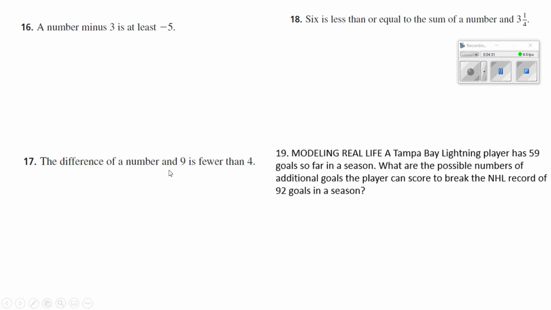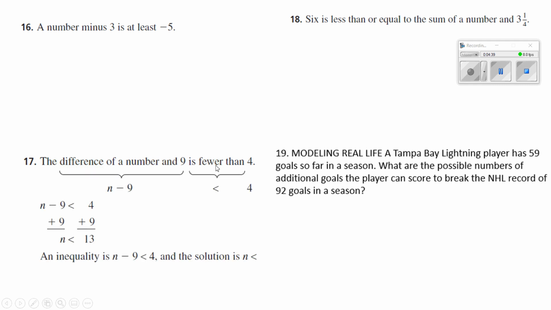The difference of a number and 9 is fewer than 4. Remember, the difference means subtraction. So I'm going to have a number minus 9, and then I'm going to make it less than, right, fewer than 4. When I go to solve this, I'll need to add 9 to both sides. 4 plus 9 is 13, so n has to be less than 13. 18 is for you to do.